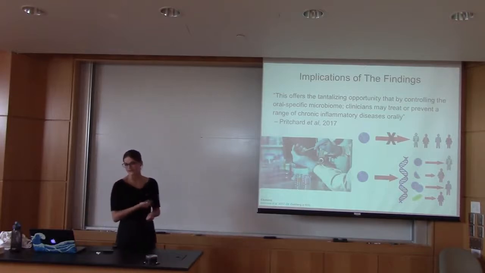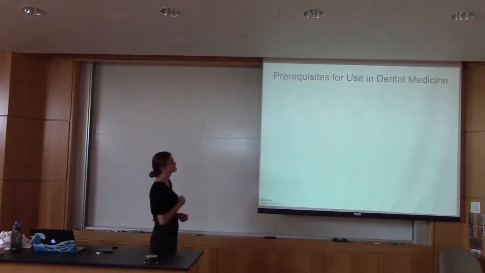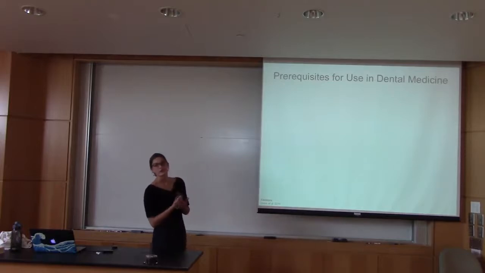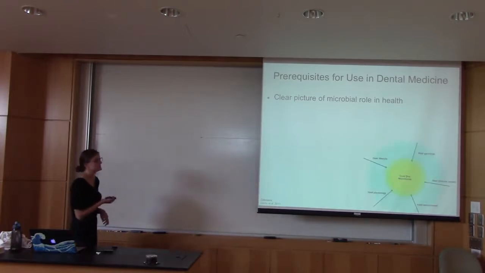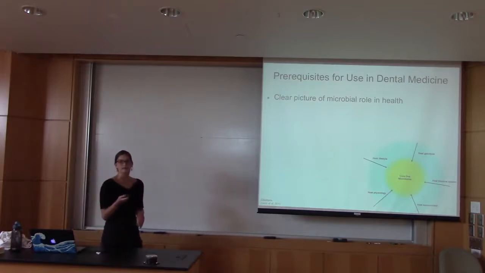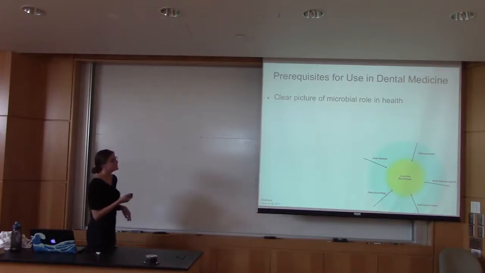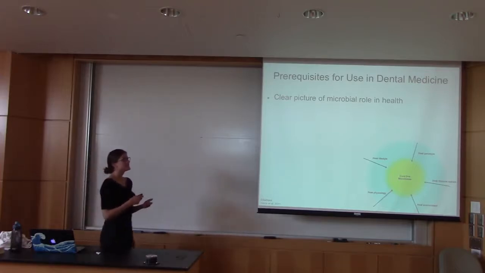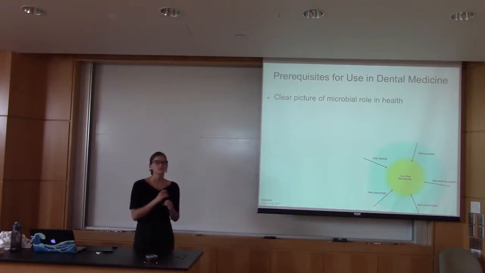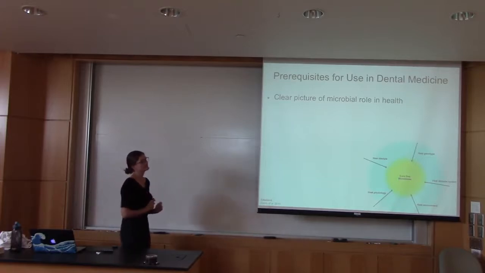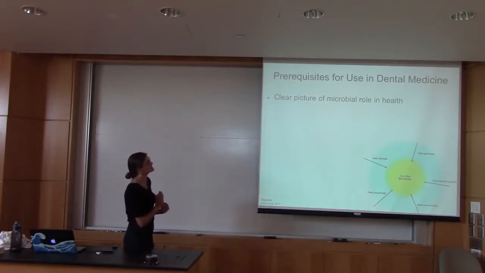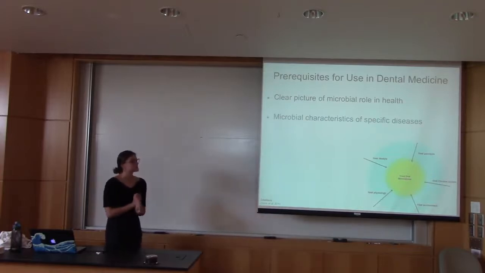However, before we can really incorporate these findings into dental medicine, there are a few things that we need to accomplish first. The first is having a clear picture of microbial rules in health. As I mentioned, the core oral microbiome is going to be key in creating that baseline of what a healthy microbiome looks like. Once we find that core oral microbiome, we need to get a clear idea of how each of those groups of microbes really affect our health so that we can understand the inner workings of the microbiome better. And then the second one is microbial characteristics of specific diseases.